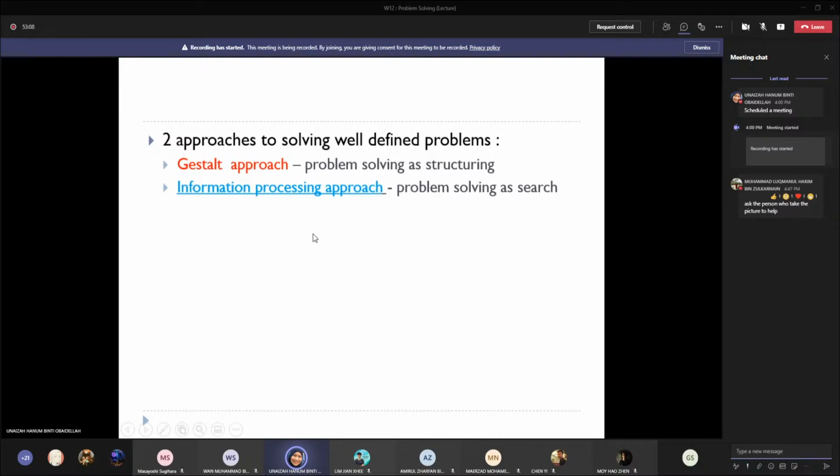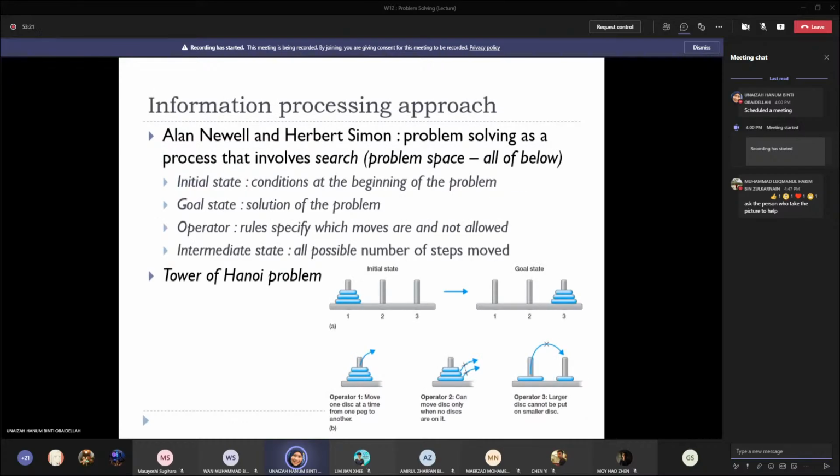Now we want to look at the next approach, which is what we call the information processing approach, and this is based on a searching principle, so based on more algorithmic procedures. A very common one is this thing called the Tower of Hanoi. I'm sure you have seen this problem. We have probably done it in programming before, and it was introduced by Allen Newell and Herbert Simon. These are also computer scientists, if I'm not mistaken.